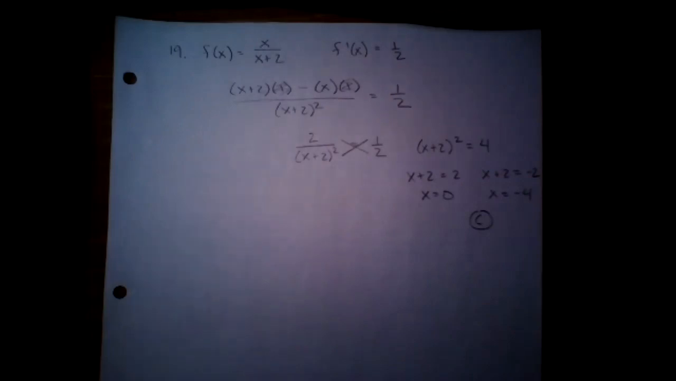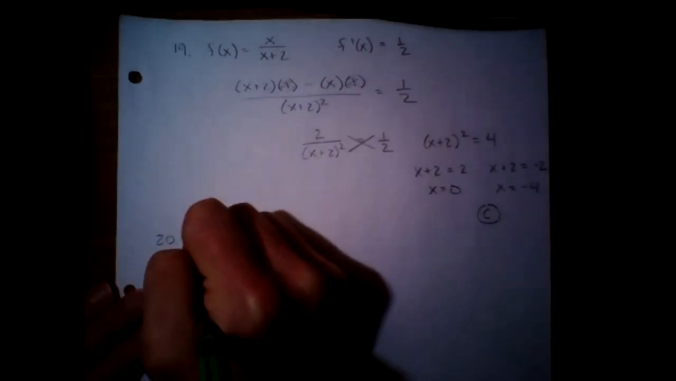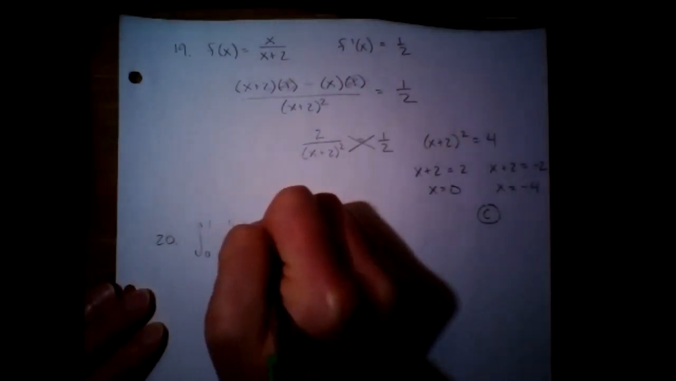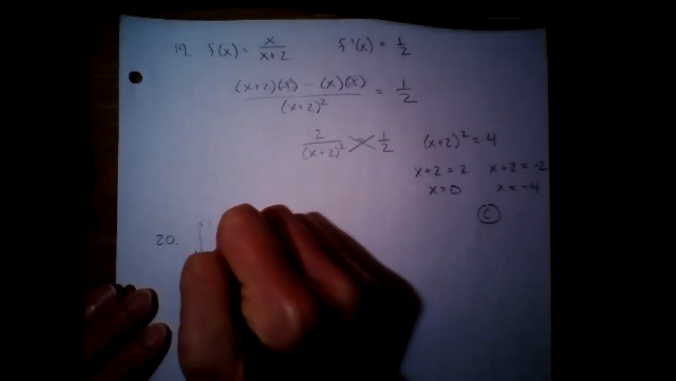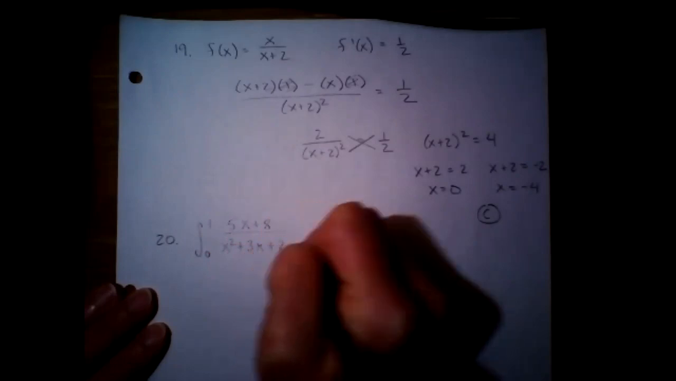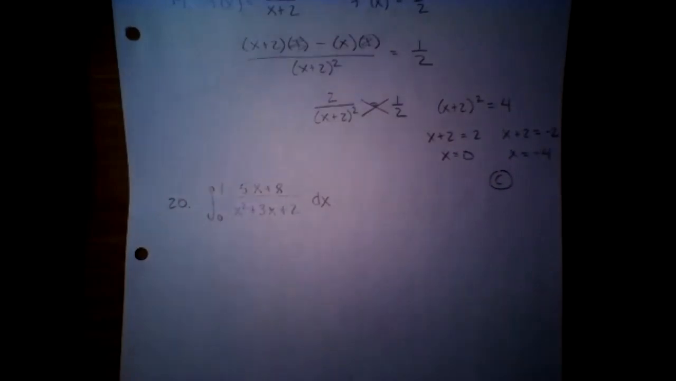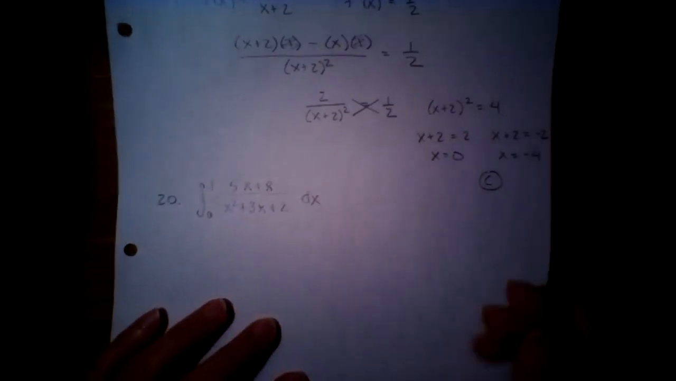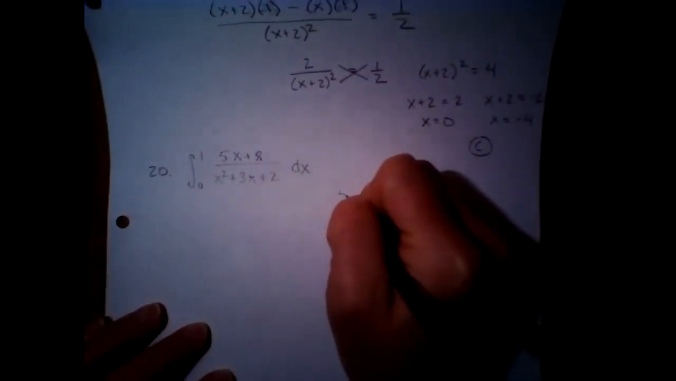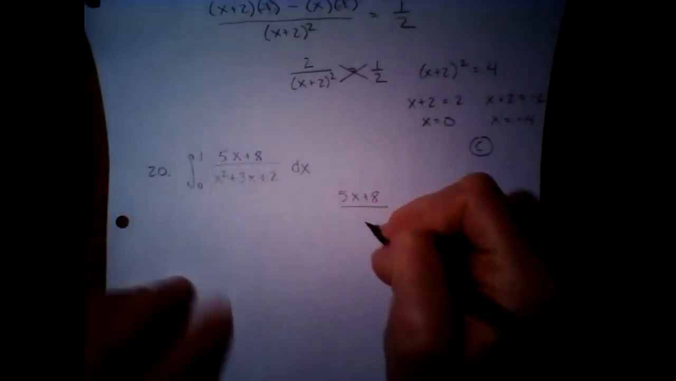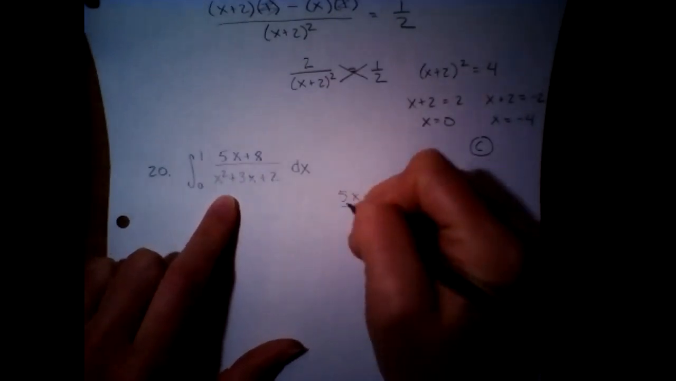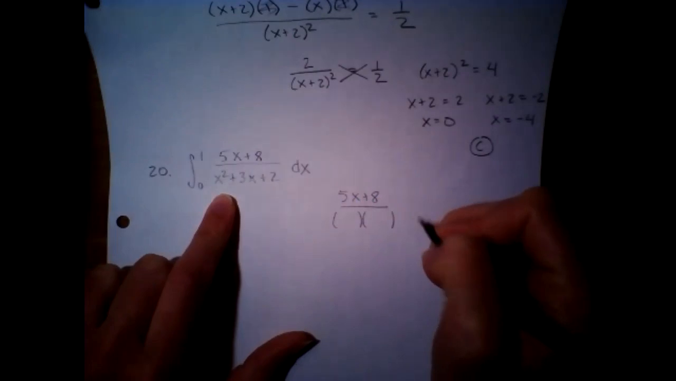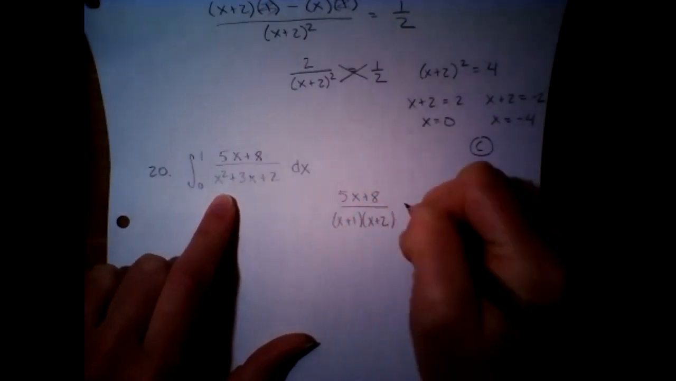All right, and then we're going to look at number 20. All right, so the issue with integrating this, if you try just a basic u substitution, it is not going to work. So this is going to be partial fractions. We're going to split it into 2 separate fractions. So let me write this off to the side. We'll have 5x over 8, or excuse me, 5x plus 8 over, and then we're going to factor this, and that will split into x plus 1, x plus 2.